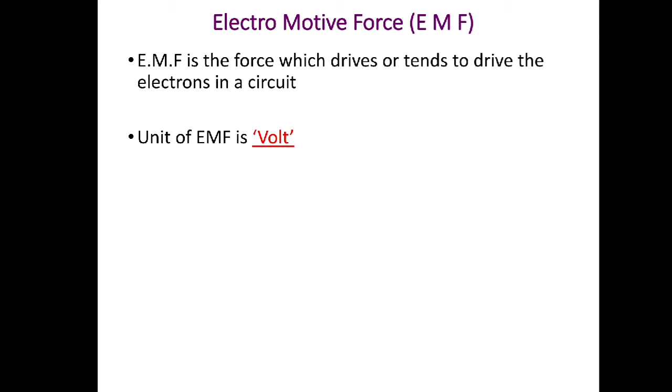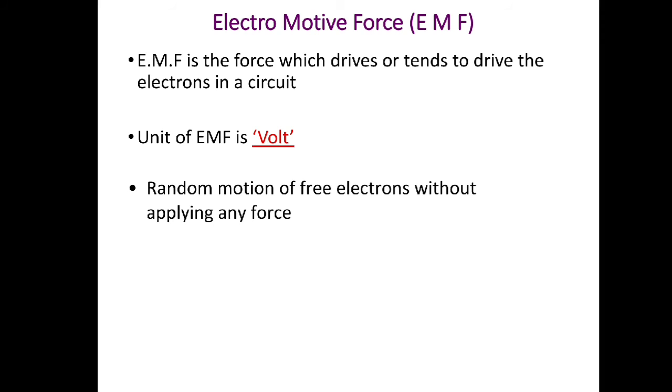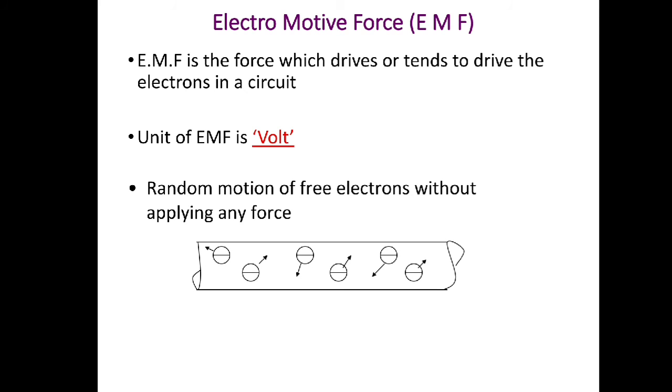Electromotive force, EMF, is the force which drives or tends to drive the electrons in a circuit. For these electrons to move from one end to the other, something is required, and that is the electromotive force. The unit of EMF is a volt. You can observe the random motion of the free electrons without applying any force, maybe some valence electrons. The valence electrons are the electrons which can move with only a little application of electric potential.